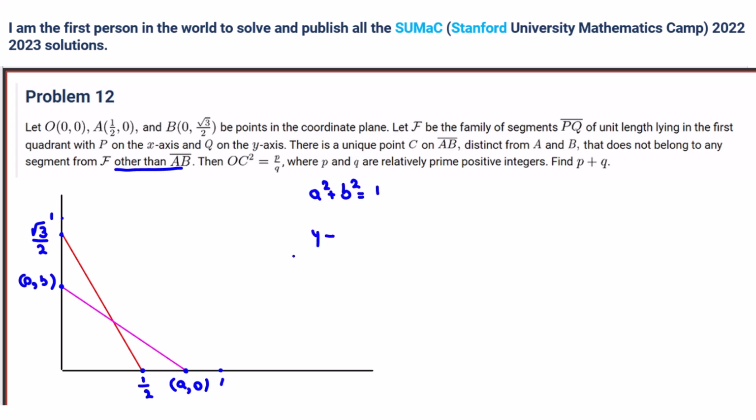y minus y1, for example y minus b, or let's write y for this, is equal to the slope, negative b over a, times x minus a, right? So we can say ay equals negative bx plus ab, right? Or you can say ay plus bx is equal to ab, okay? So, a can be from what to what?